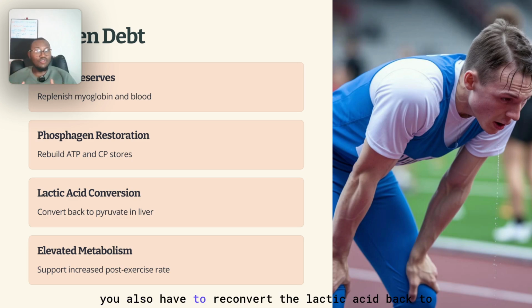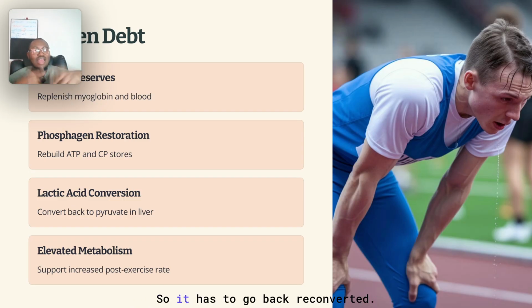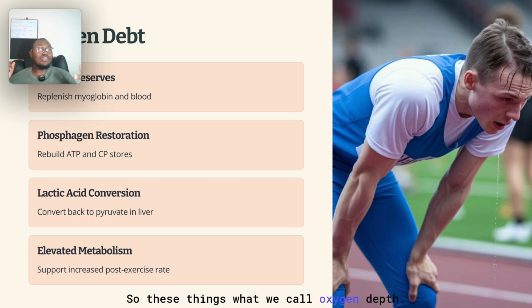Moreover, you also have to reconvert the lactic acid back to pyruvate in the liver. The lactic acid is what the body produces during anaerobic respiration, and that is what gets you fatigued and tired in the joints when you're running. All right? So it has to go back, be reconverted. Also, elevated metabolism helps to support increased post-exercise rates, because when you finish exercise, you are breathing, you are tired, right? Your body is still working. So there is still elevated metabolism. So these things are what we call oxygen debt.